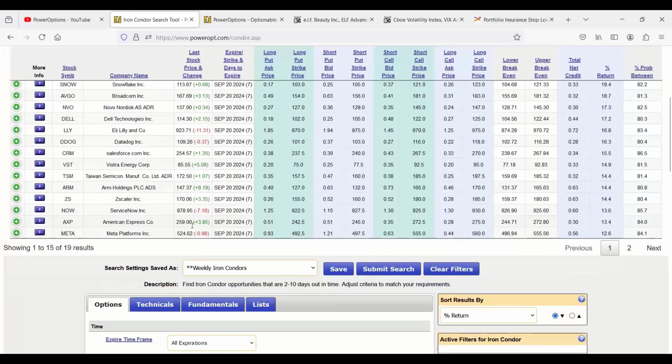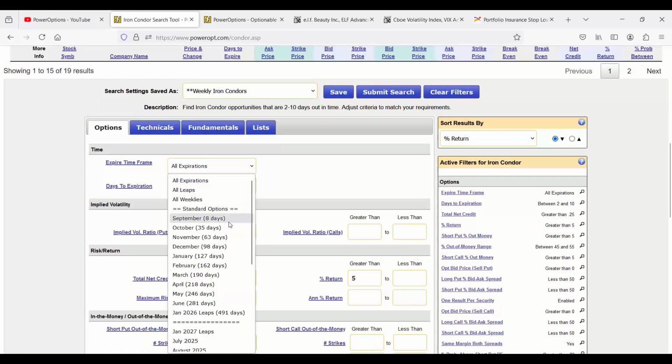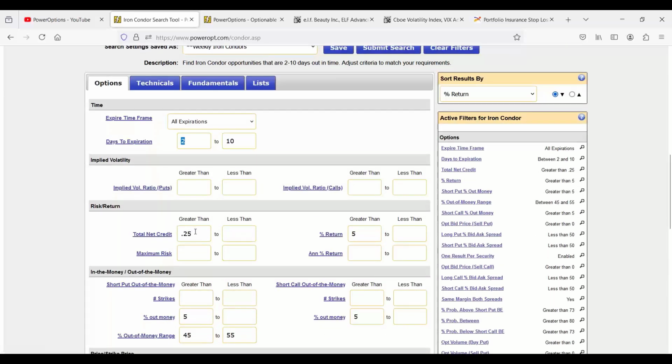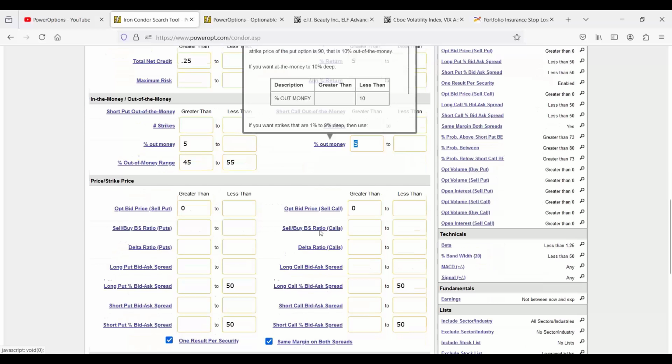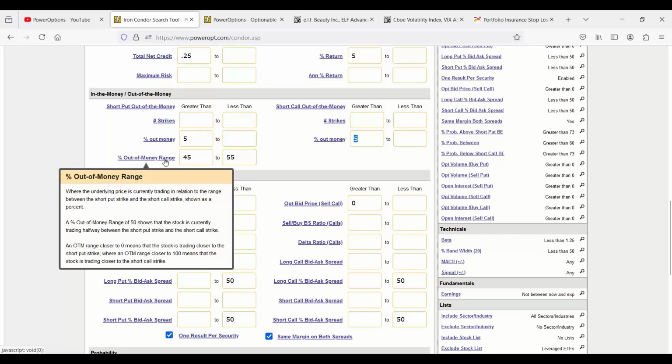CrowdStrike, Snowflake, Broadcom. So your days to expiration, whether you want to set it to monthly, standard monthly, or whether you want to use all expirations and just go shorter term. Implied volatility ratios, net credit, minimum return, annualized return, range out of the money for the call side, the sold call or the sold put. How far out of the money do you want to be on either side?